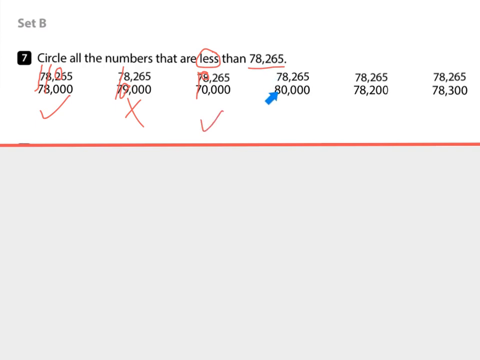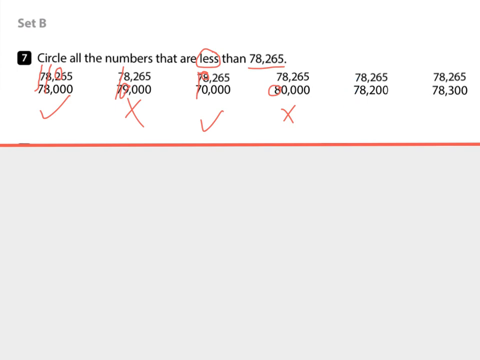We start in the 10,000s, and the 8 is larger than the 7. So 80,000 is larger than 78,265. So that would not work for this one. Move on to the next one.